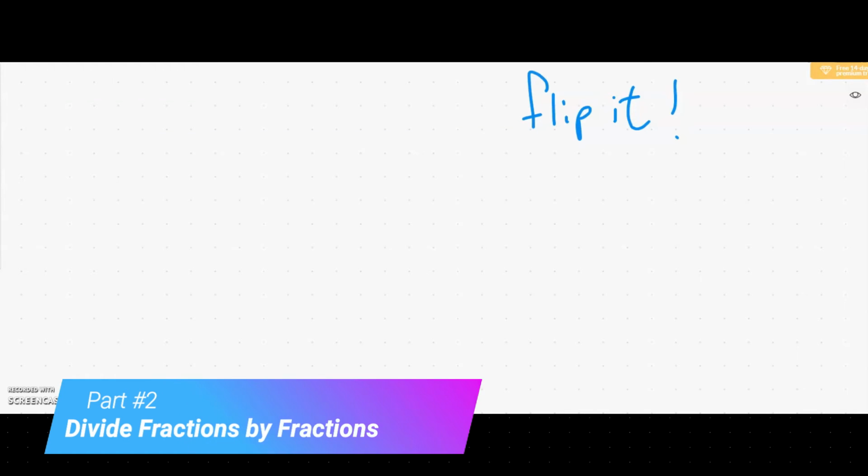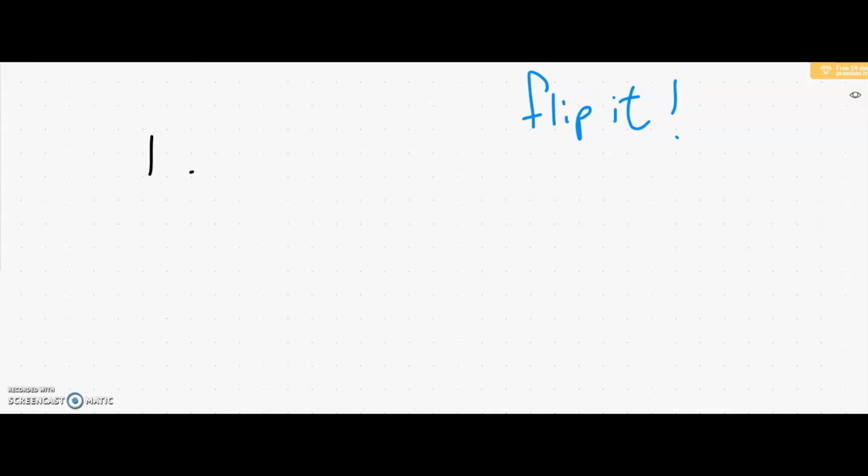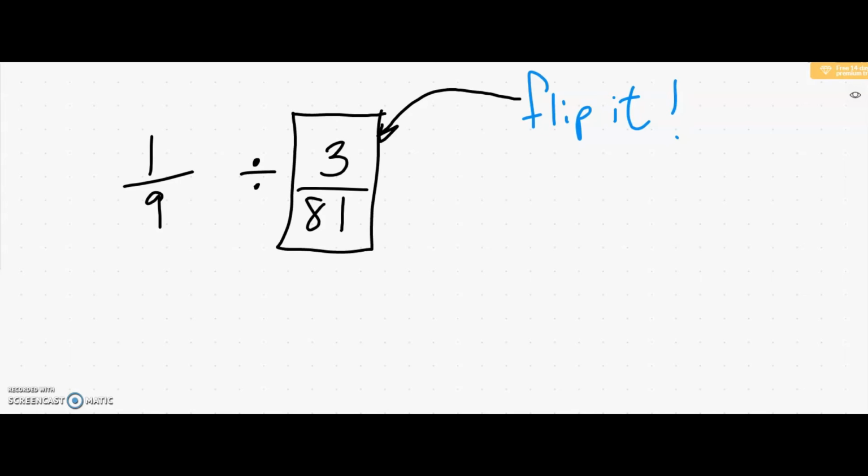Okay, here we go. We're going to go 1/9. And we're going to divide 1/9 by 3/81. Yes, I designed these problems to force you to cross reduce. Okay, so we're going to look at the word flip it for the second fraction. It's always the second fraction. It's never the first fraction. Don't flip the first fraction.